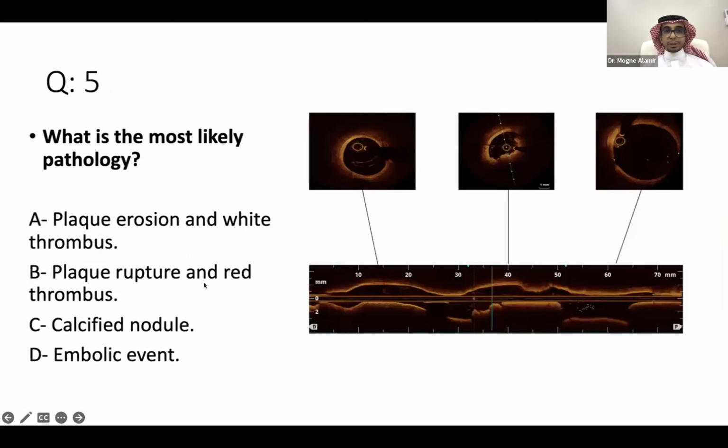Next question, question number 5. What's the most likely pathology? It may be difficult also, but here I give you the longitudinal view, the area distal and proximal to the lesion. So maybe you will get the diagnosis by exclusion.